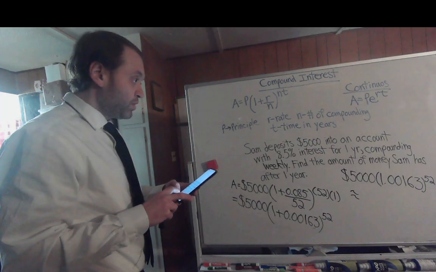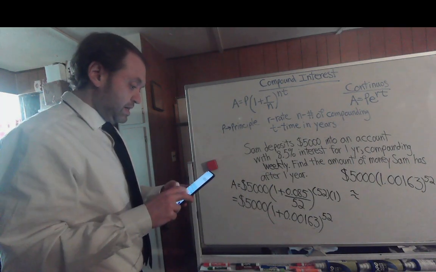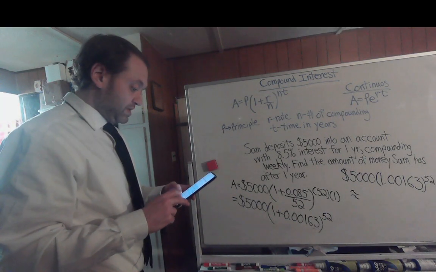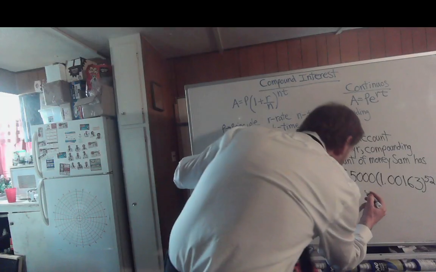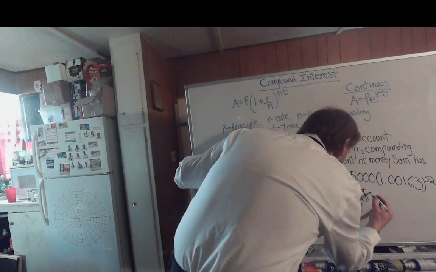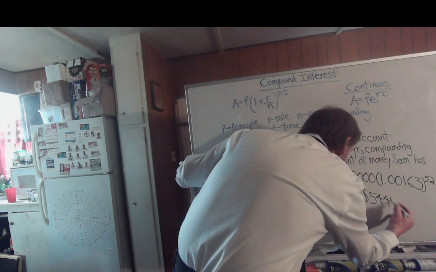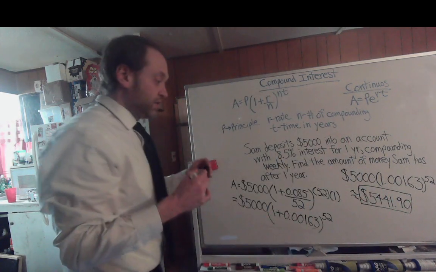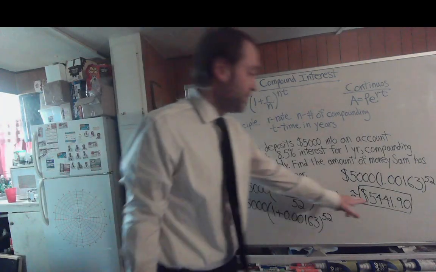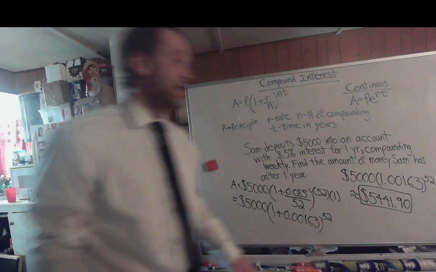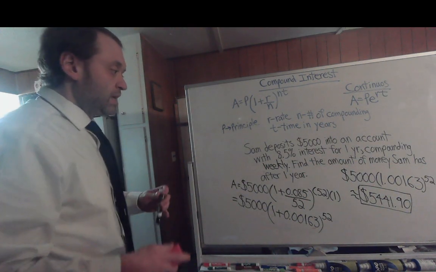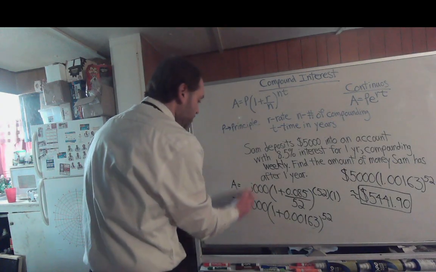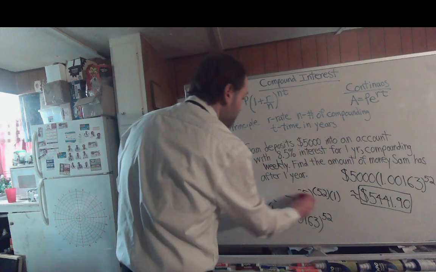All right, so 1.00163 to the 52nd power is that times 5,000, which would give you roughly $5,441.90. So after 1 year of weekly compounding interest, Sam would have roughly $5,441.90. And now let's get into one more variation of the regular compound interest formula, which would be daily.